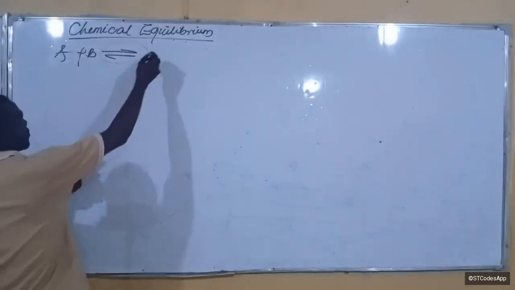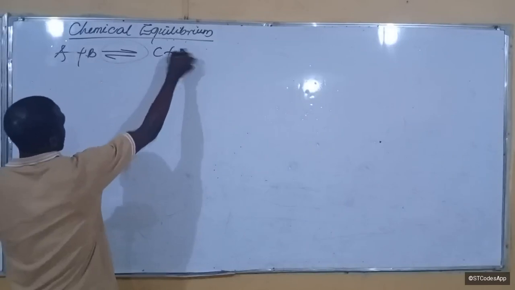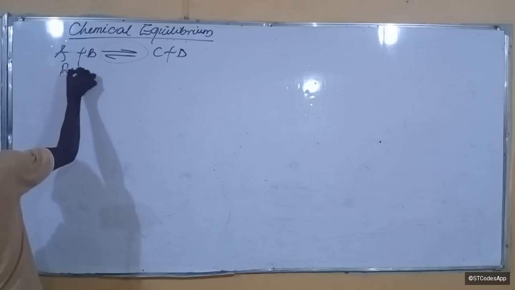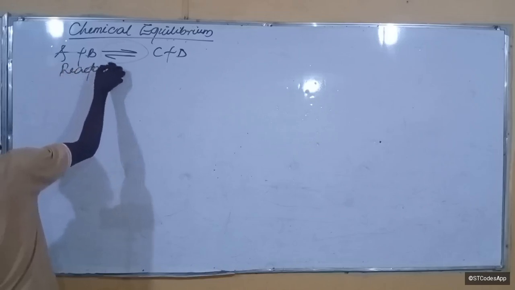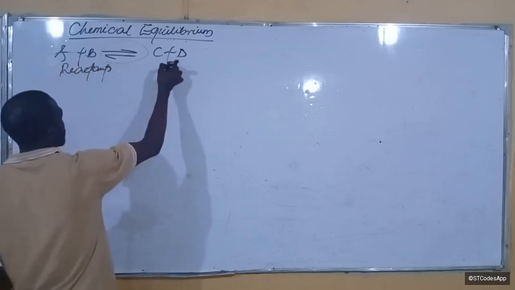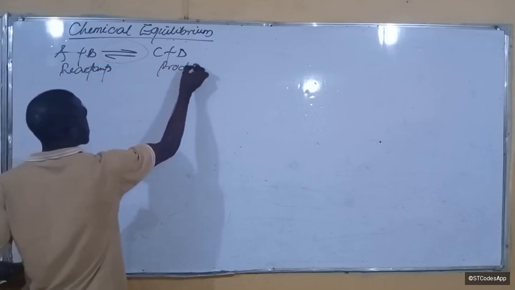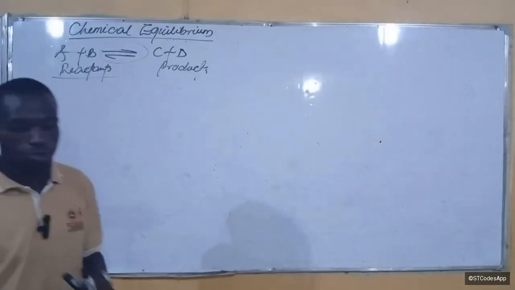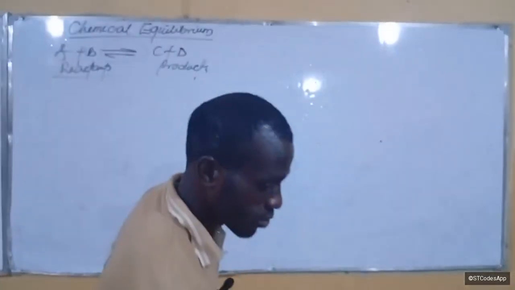So that is what this is about. And of course, in the chemical reaction, we have the reactant side here and the product side here. So the guys here, we call them reactants. The guys here, we call them the products. Now, basically, let me quickly tell you how to know that a chemical reaction is in equilibrium.